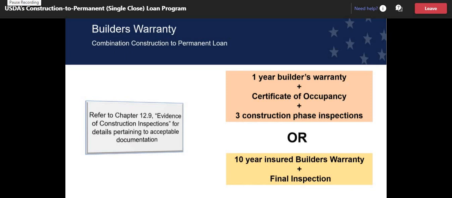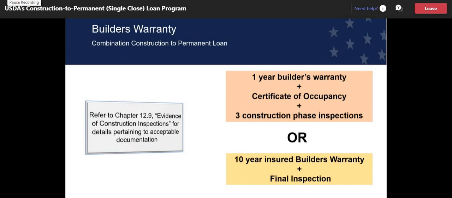So inspections can be done either by you obtaining a certificate of occupancy by a local jurisdiction that performs at least three phase inspections and a 1-year builder's warranty. Or the second option is if there's no building department in that city or county, then the footing, the rough-in, and final inspections have to be documented with the 1-year builder's warranty.